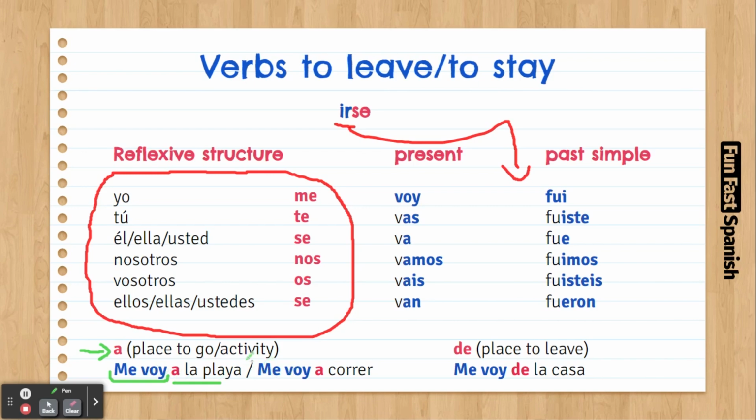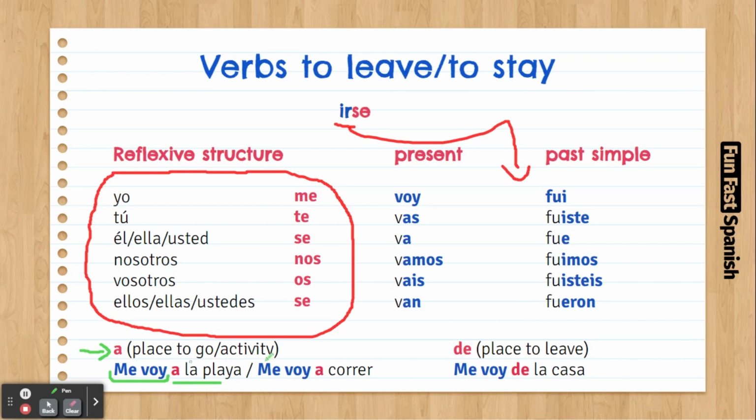You can do this with any place. So you can say, me voy al trabajo. I'm leaving where I am right now and I'm heading to work. Me voy al estadio. I'm leaving the place where I am at right now and I'm heading to the stadium.